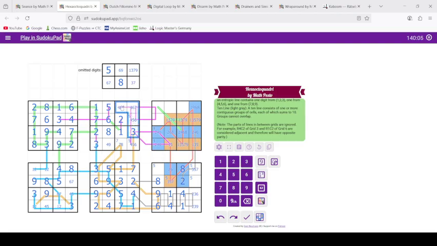It is 3, 4, 5, 6, 7. That's an 8. This has to be a 4. This is missing a 9. This is not missing a 9.